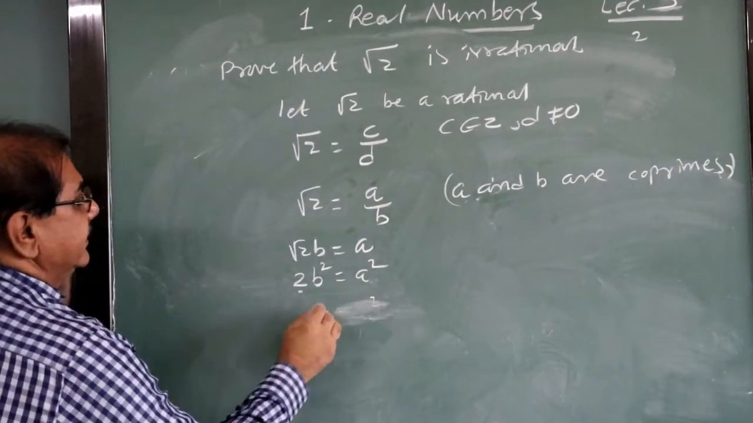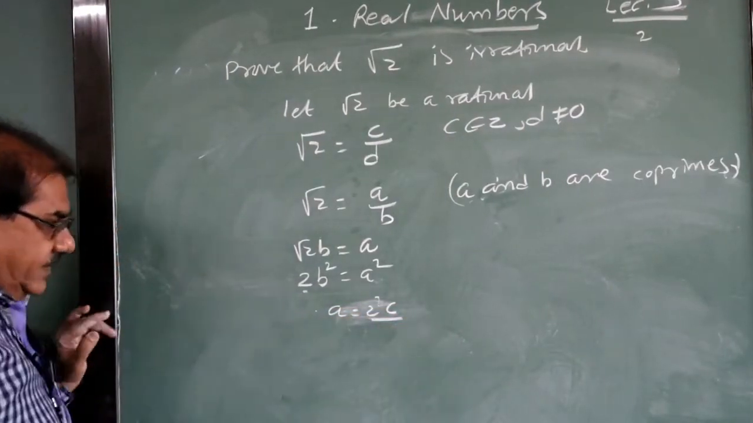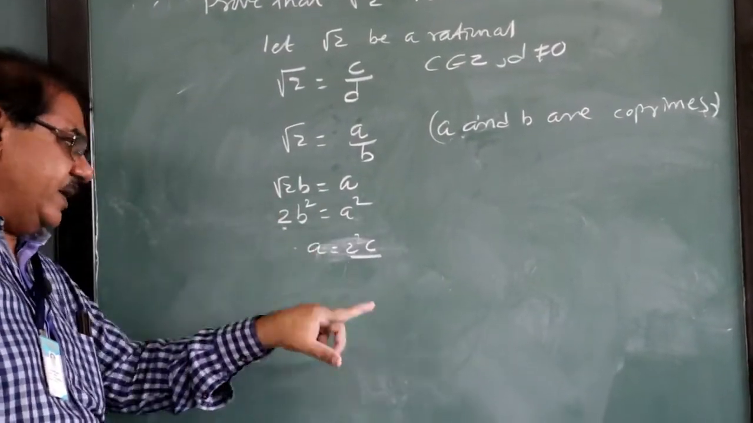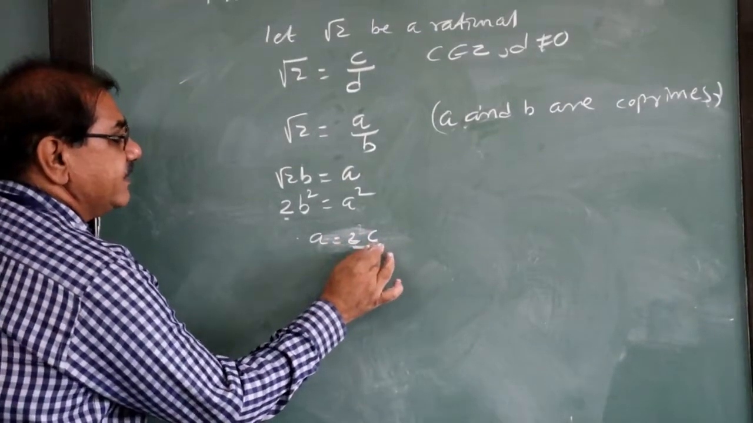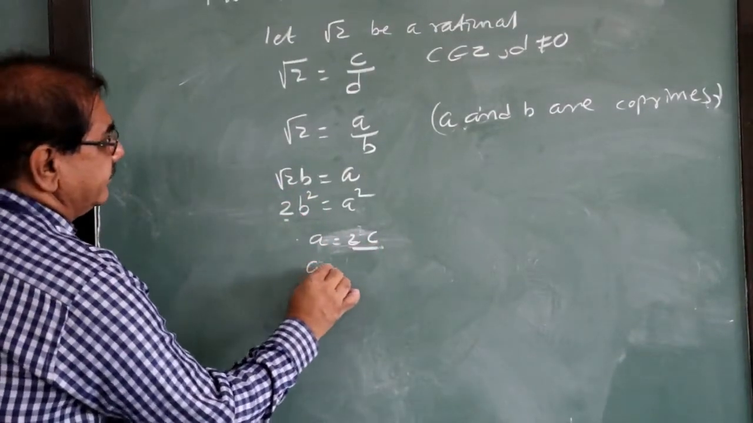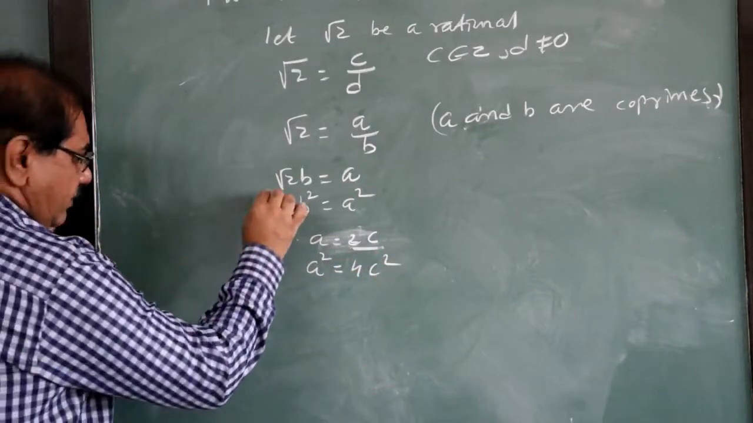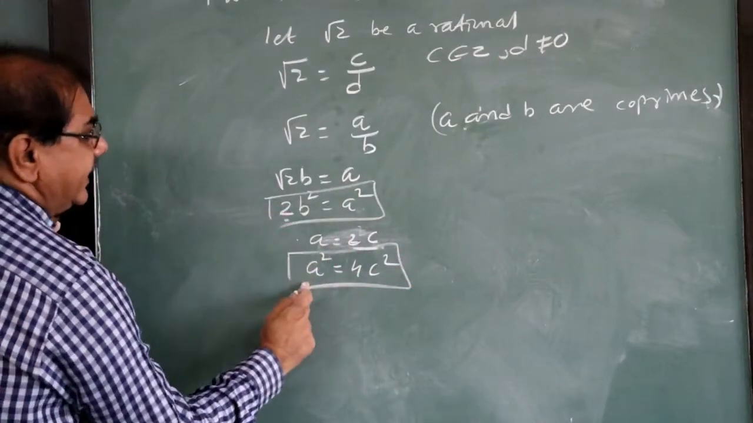So I can say that a is equal to 2 into some number, because a square is an even number, so a also is an even number. So a can be 2 into some number c. I make the square, a square is equal to 4c square. Now we have two values for a square. A square is this also, a square is this also.